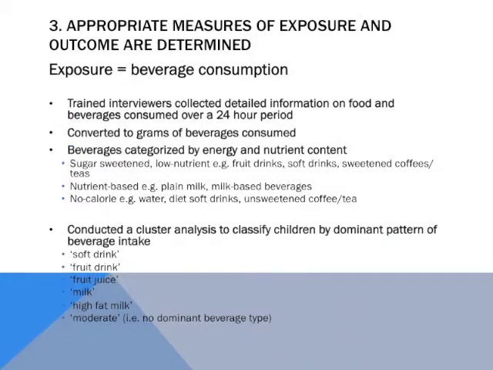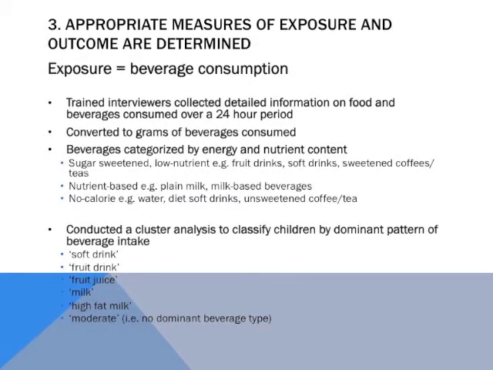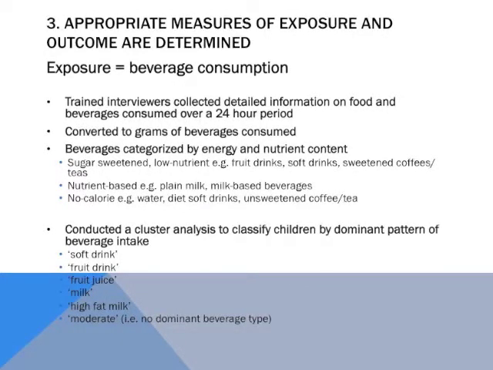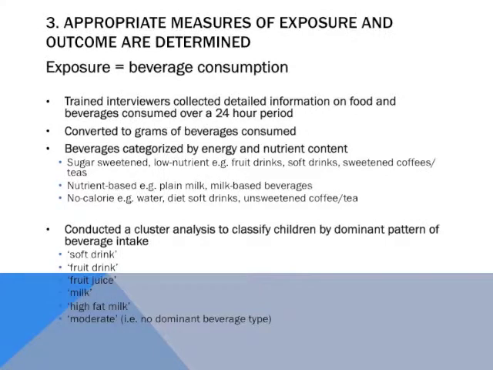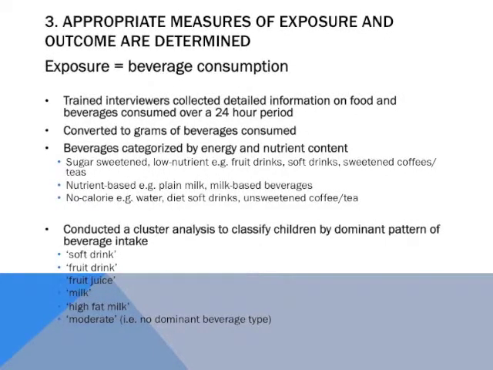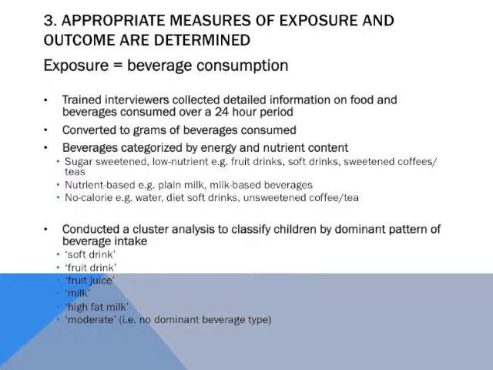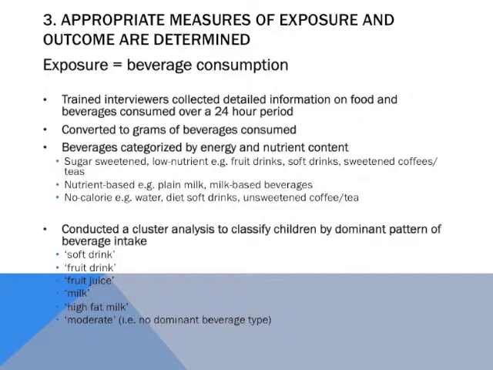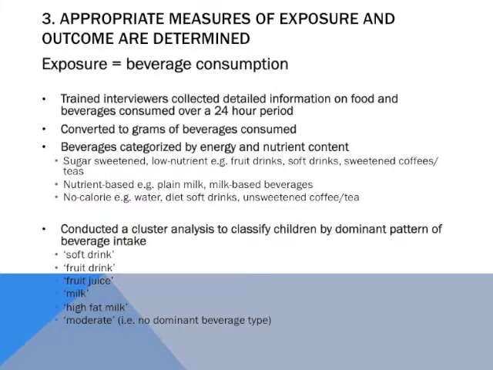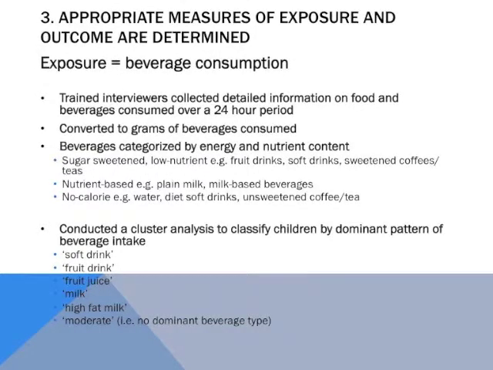The third step is to use reliable and valid methods to measure the exposure and outcome of interest, plus potential confounders. In this example, the exposure was sweetened beverage consumption. In the CCHS, trained interviewers use a standardized computer-assisted interviewing technique to collect data directly from the respondents, or parents in the case of children under 12. Detailed information on the food and beverages consumed in a 24-hour period was collected. The amounts consumed were converted to grams.